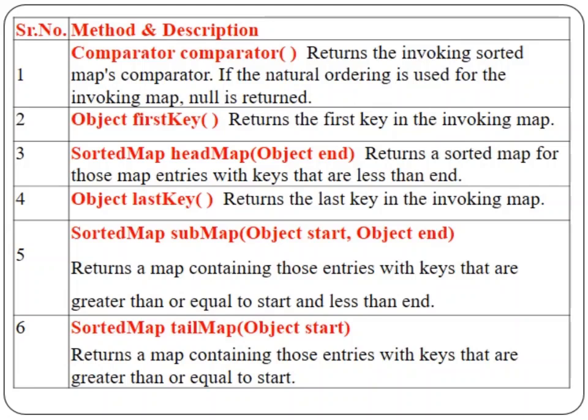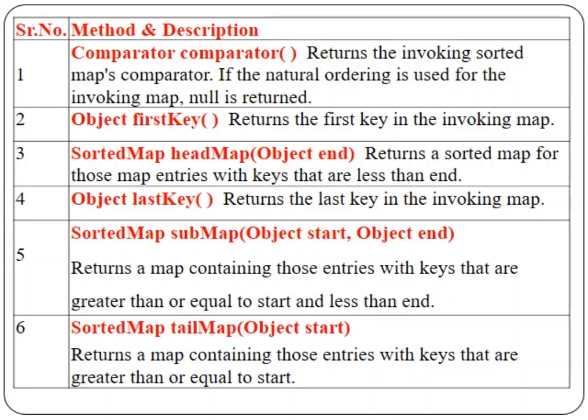Next one is lastKey. The method is going to return the last key of the invoking map. The subMap is a method which is going to return the elements between the start and the end minus 1 position. That is, between these two, whatever values come are going to be returned, but only till the end minus 1 position.